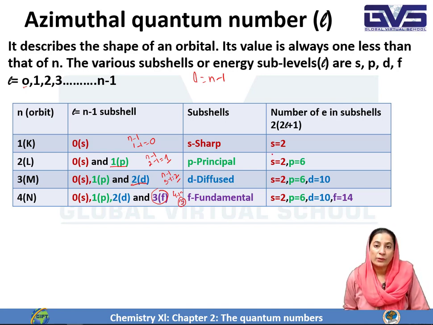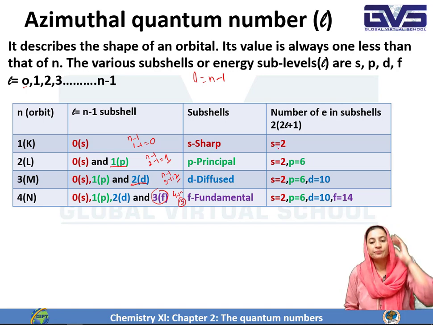And we can also calculate the maximum number of electrons in subshells. Previously I calculated for you the maximum number of electrons in shells or orbits, and if you recall, in the first shell it was 2, in the second shell it was 8, in the third 18, and in the fourth it was 32. But now I am going to calculate the number of electrons in subshells.